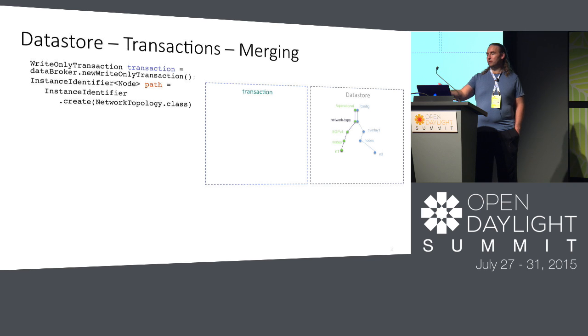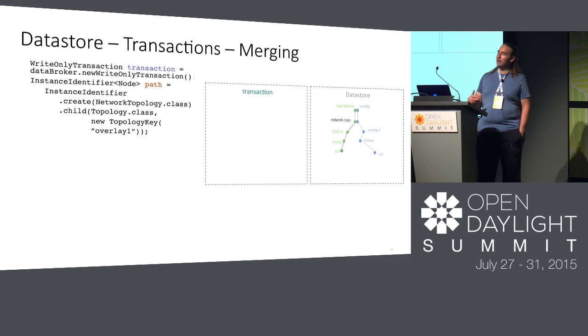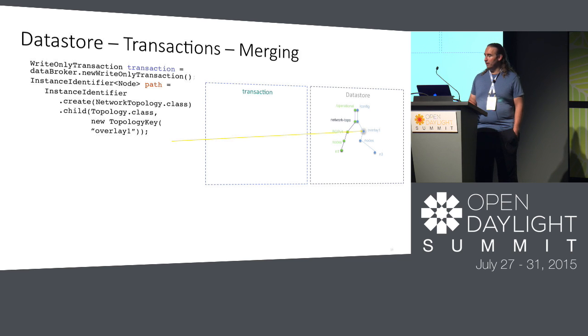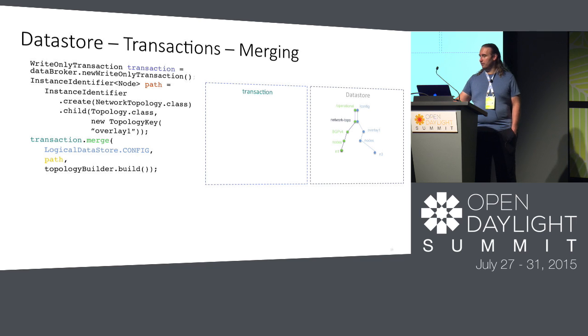So you start by just creating an instance identifier for a particular node. So as it stands right now, this is pointing to the network topology node. And then you can create a child of it. So I'm looking at a particular topology called overlay 1. And so at this point, this instance identifier is pointing at overlay 1.